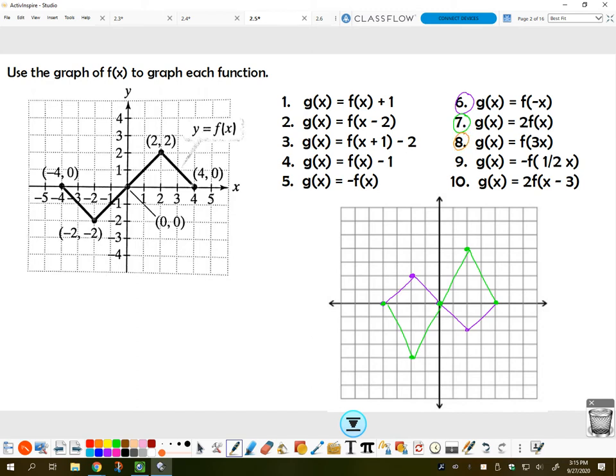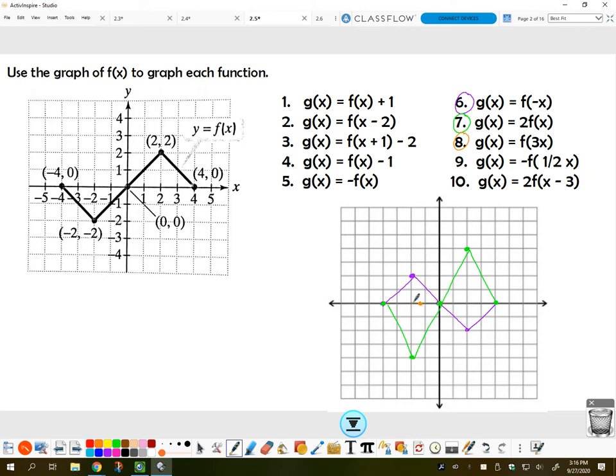All right, times 3 on the inside. If it's inside the function, it does the opposite of what it says to the x's. So it says times 3, so we're going to divide our x's by 3. So if I take negative 4 divided by 3, I get negative 4 thirds or negative 1 1/3. So we slide him in to there. So negative 4, 0 slides all the way into negative 4 thirds.